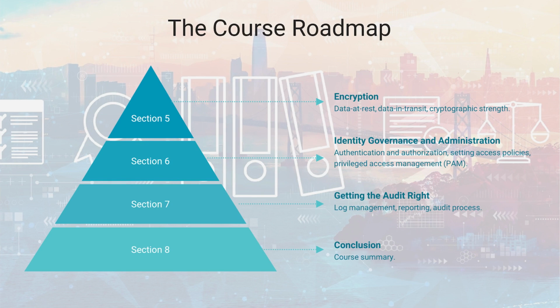After that, we move on to encryption. Encryption includes discussing data at rest, data in transit, and cryptographic strength to meet compliance requirements. As the perimeter shifts, identity governance and administration becomes more important. So we're going to spend some time discussing authentication and authorization, setting access policies according to the principle of least privilege, and how to manage privileged access, including things like admin accounts and digital identities.